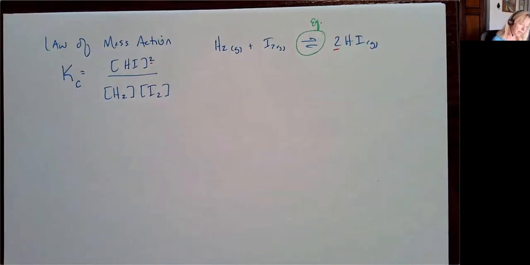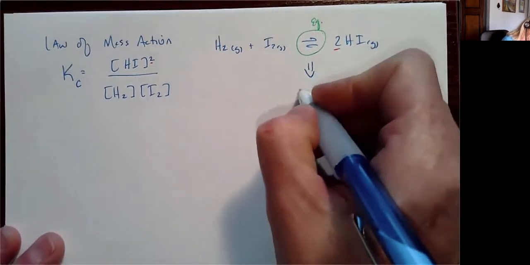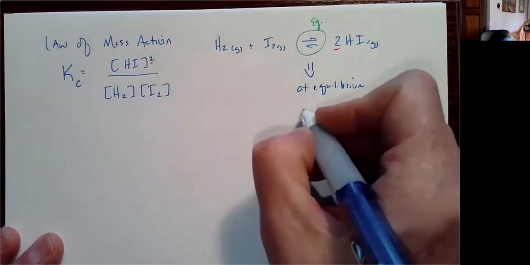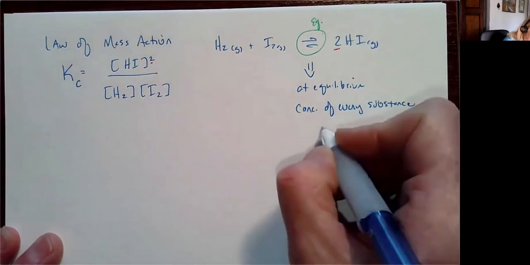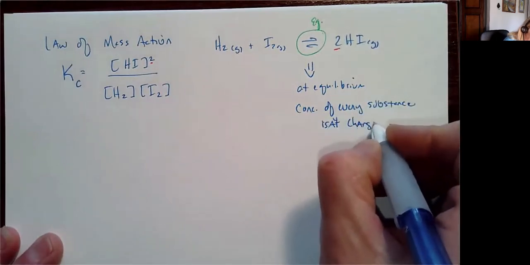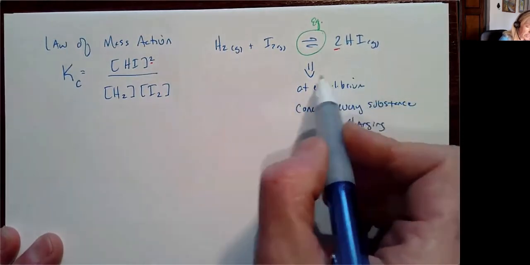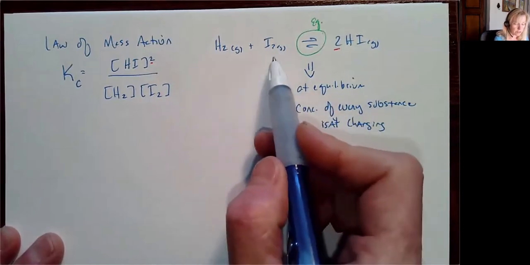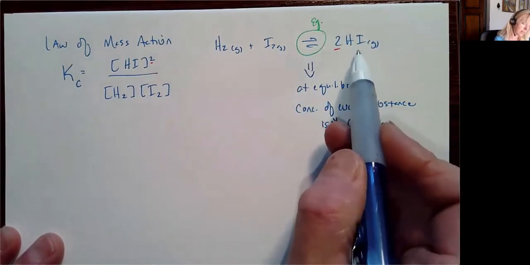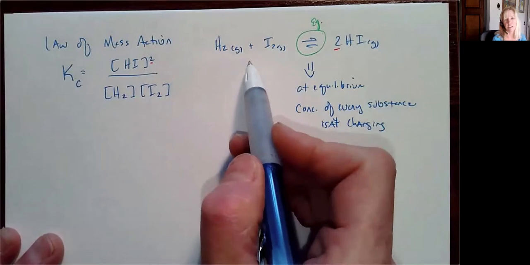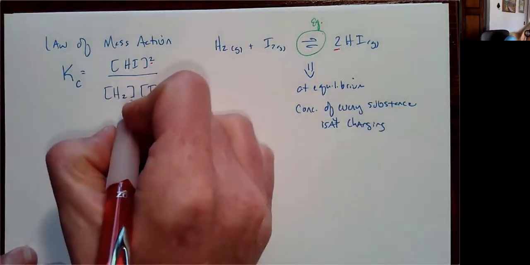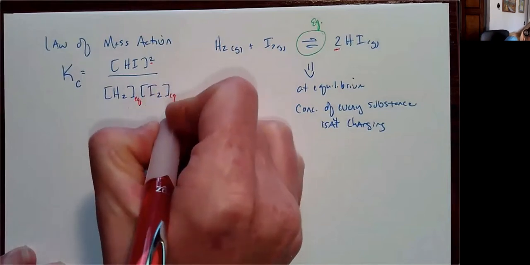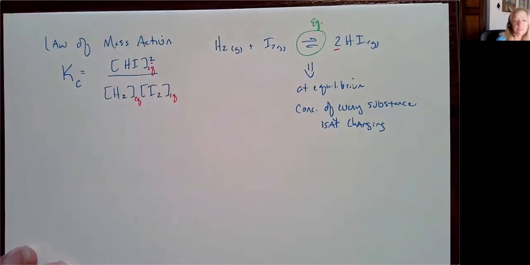But K means that I'm at equilibrium. So remember, at equilibrium, the concentration of every substance isn't changing because the forward rate of my reaction is going to equal my reverse rate. So as these two combine to form HI, HI is decomposing to form H2 and I2 at the same rate. So I'm looking here at equilibrium concentrations. What I'm going to see at equilibrium is these are not going to change.